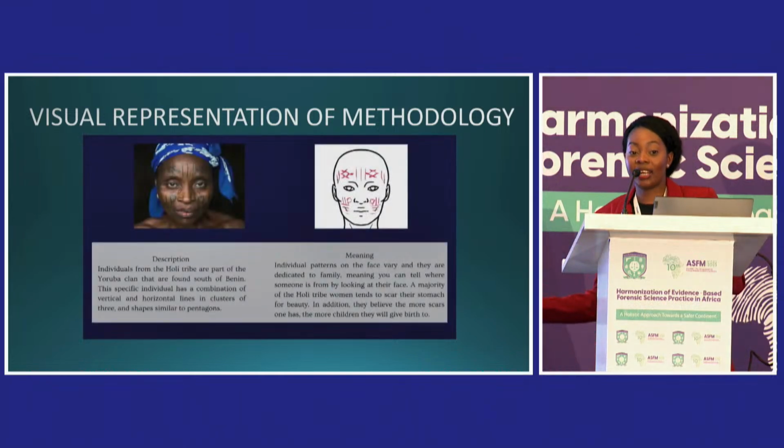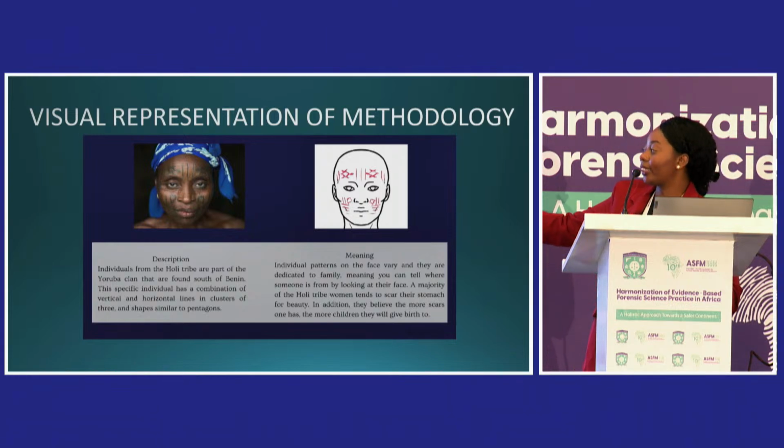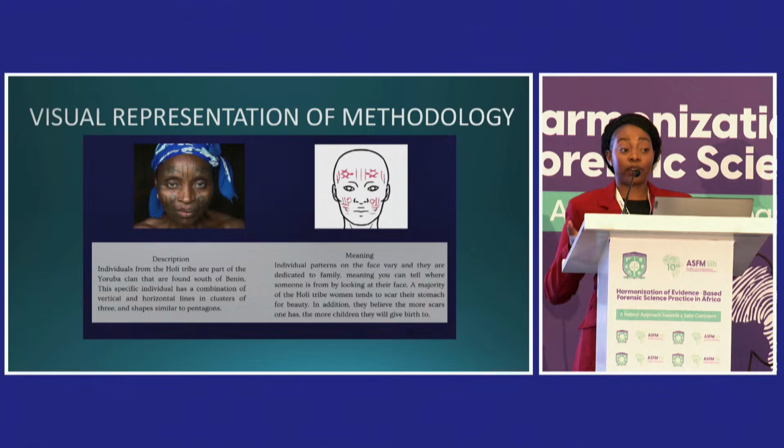So I just gave you an example of Benin as a country. As you saw, it was the African map where you clicked, it came to Benin. It gave you just a summary of how many scarification tribes there are, and then you'd get the whole detail. So this is the Holly tribe. I've got the full descriptions of how I would like it to be, showing a combination of vertical and horizontal lines in clusters of 3, similar shapes to a pentagon, and then you have the full meaning.